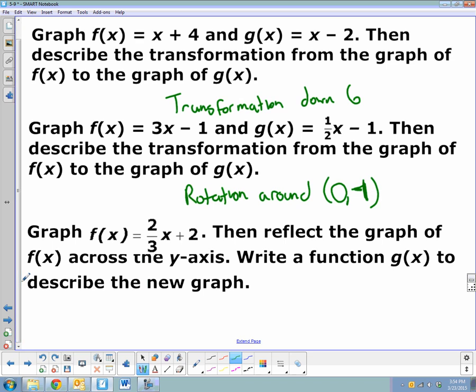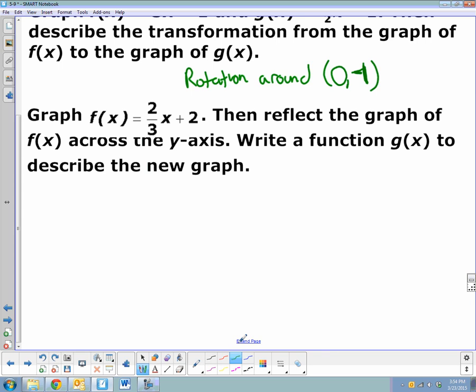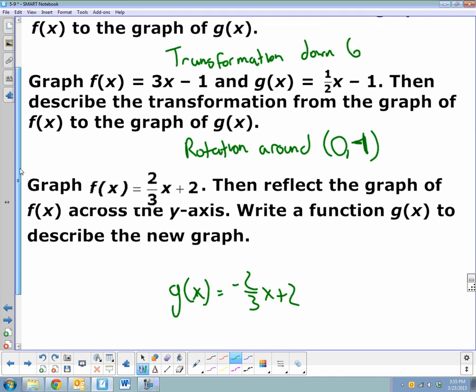And the last one then, we've got a new function, so it would be g of x equals negative 2/3 x plus 2. Okay, if you didn't get one of those or any of them, make sure that you watch the linked video, and good luck on the form.